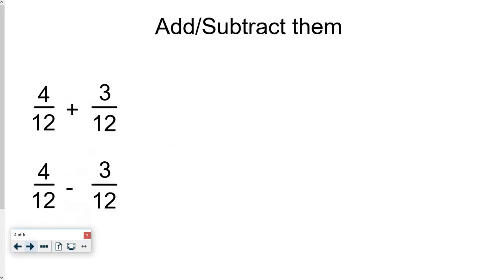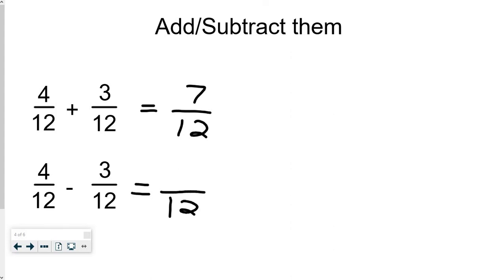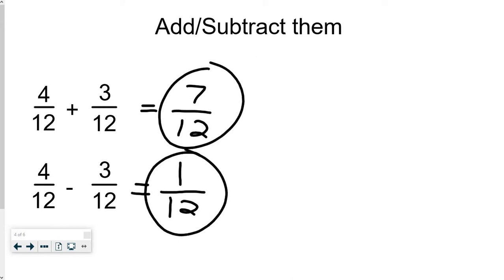So now we can add or subtract them. Because we have like denominators, we leave the bottom the same, so it's over 12. To add them, we get 7. Same with subtracting. We leave the bottom the same, so over 12, 4 minus 3 is 1/12. So if we put them to lowest common denominators, it's 7 over 12 and 1 over 12.